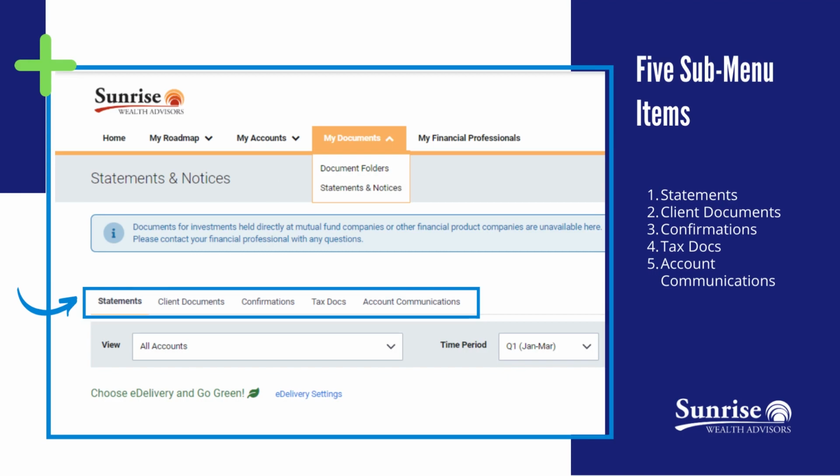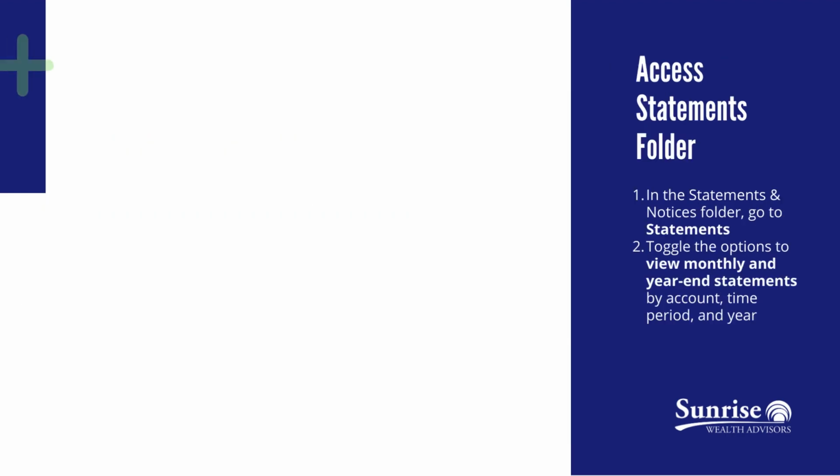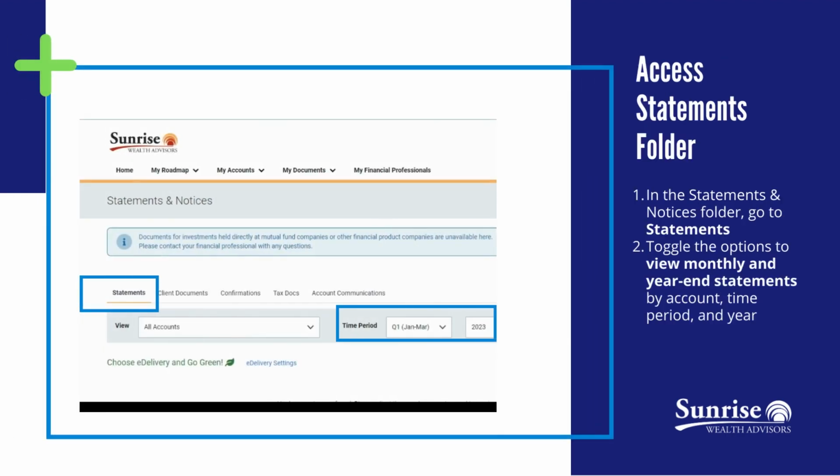Below the blue information bar, you will see a second menu item: Statements, Client Documents, Confirmations, Tax Docs, and Account Communications. To access a specific month or end-of-year account statement, choose Statements and toggle the Time Period section for your desired time frame.